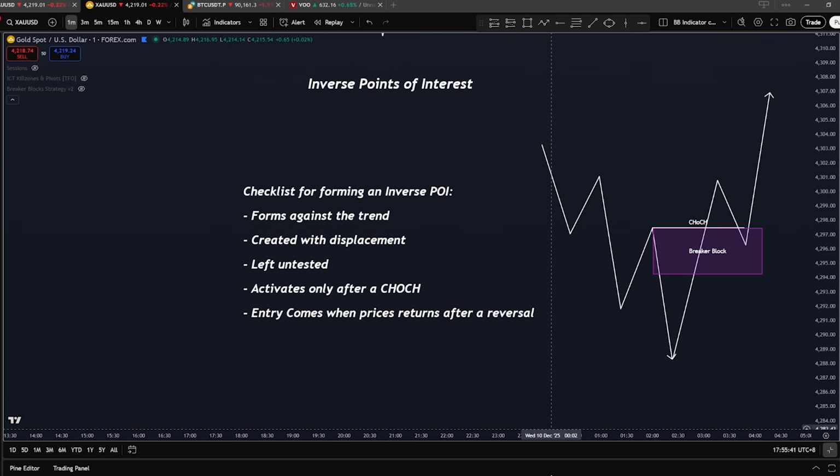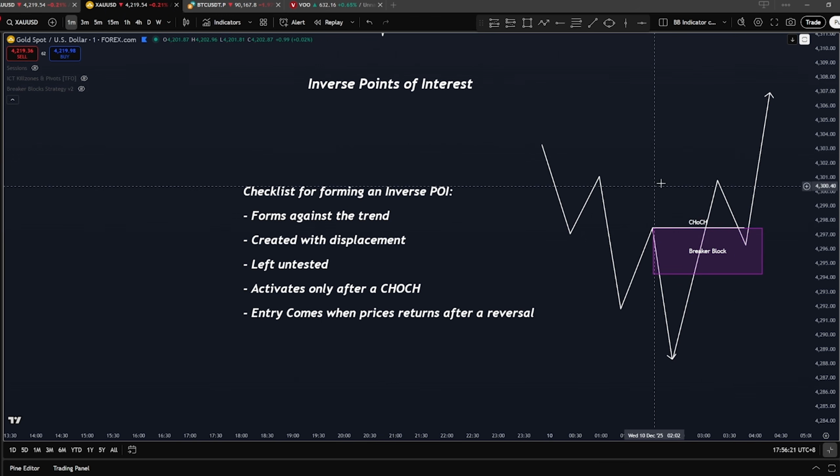Then, your checklist, super important. 5 checklists right here. Number 1, most importantly, it forms against the trend. Number 2, once it's created with displacement, with volume, with fair value gaps. Important. If you don't see a V-shaped recovery most of the time, it's not valid. Number 3, it is untested, meaning that it hasn't been tested before. That will be the freshest point of interest that you can use to look for trades. And of course, it only activates after you change your character here.